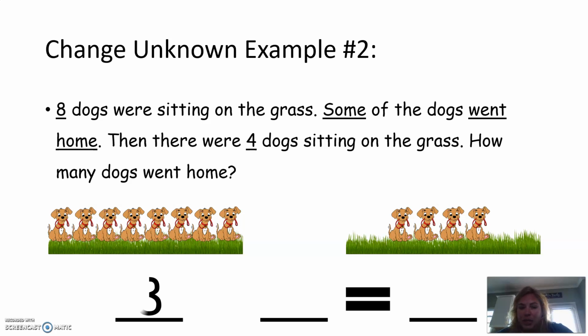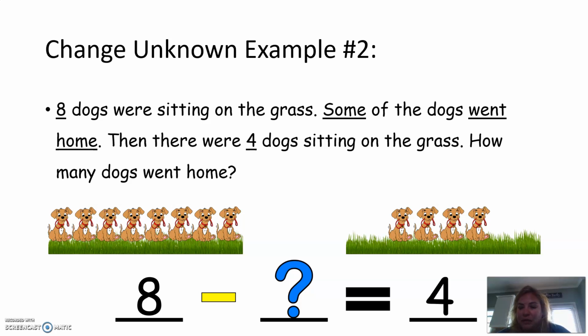All right, so your number sentence should look like this. There were 8 dogs minus, that's right, you should have taken away. And then you should have put in that missing part there. We don't know how many dogs went home. That's what we're solving for, okay? And then we were left with 4 dogs, okay?